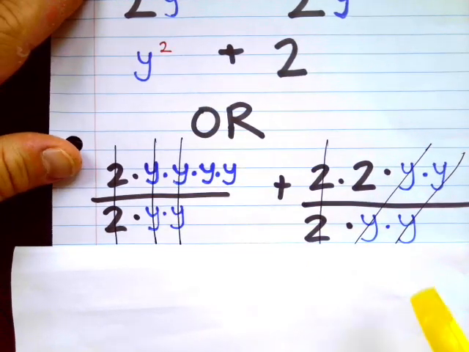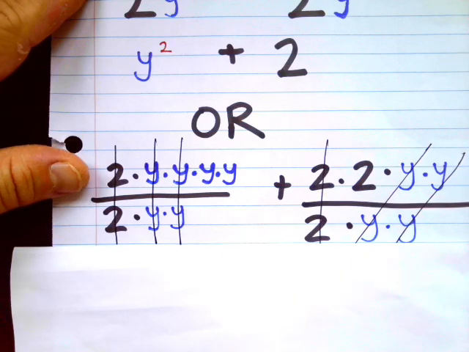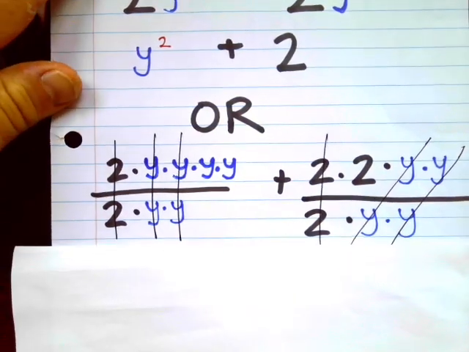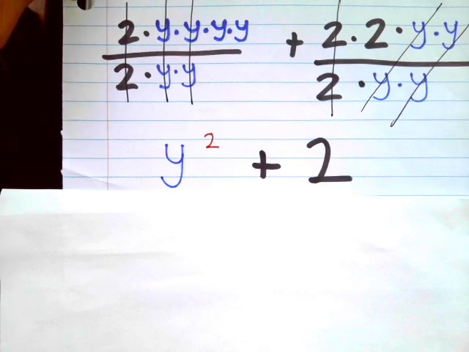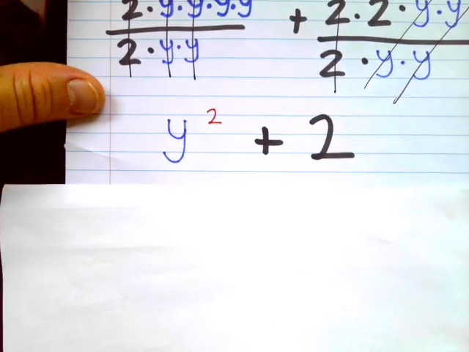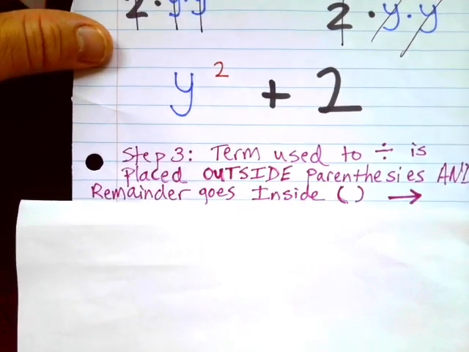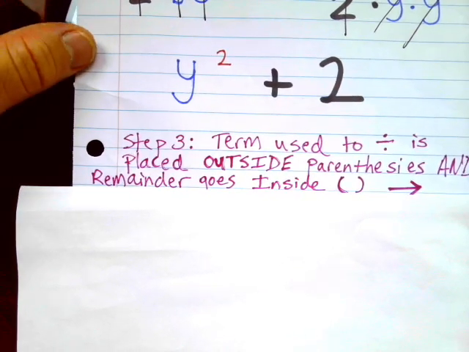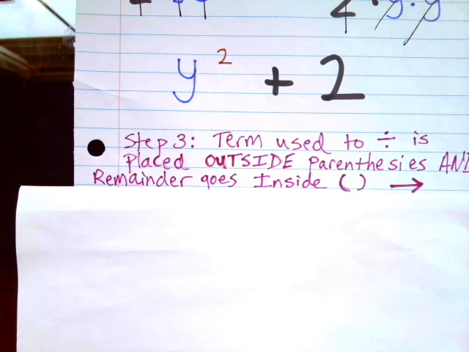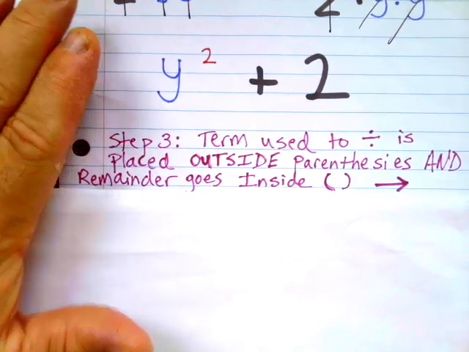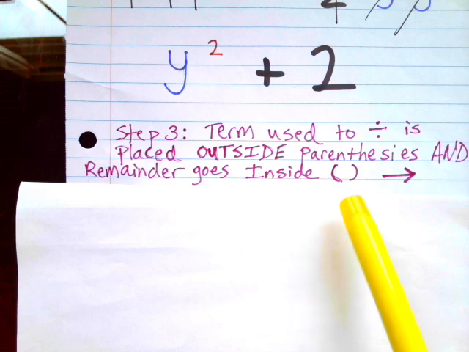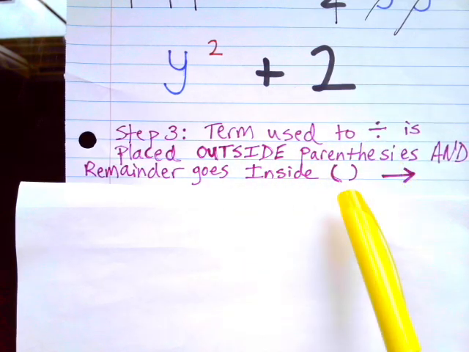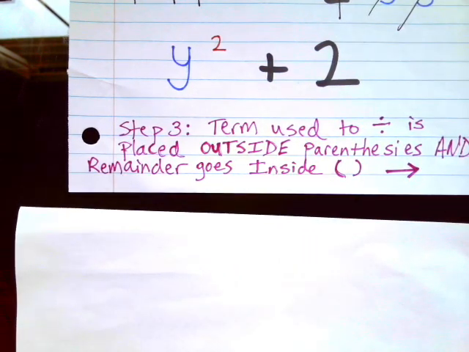And I'm going to use what I divided by to put outside the parentheses. That's 2y to the second power. As you can see here, that's our remainder. Step 3 is to use the terms that you divided by as placed outside. That's that 2y squared value. And then the remainder is placed inside the parentheses you see here. Y squared plus 2 is the remainder that goes inside the parentheses.